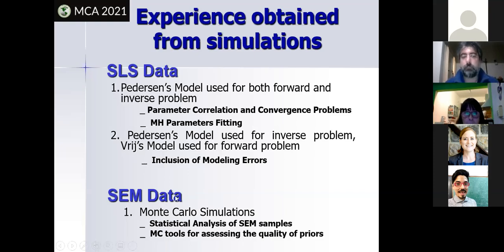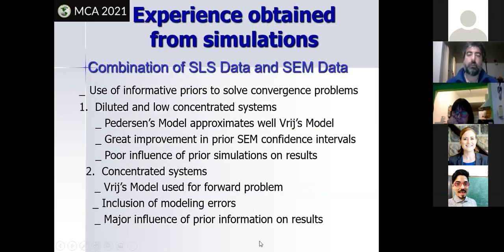For the case of SEM data, we use Monte Carlo simulations to obtain the statistical analysis of the SEM samples and to build some MC tool for assessing the quality of priors. Well, in the case of combination of SLS data and SEM data, we use the informative priors to solve convergence problems. We have to divide it into cases. The first one for diluted and low concentrated systems. Peterson's model approximates, in these cases, Fry's model well. So in these cases, a great improvement in prior SEM confidence intervals was achieved. So poor influence of prior simulations on results. For concentrated systems, Fry's model was used for the forward problem, we need to include modeling errors and, as a consequence, a major influence of prior information on results was found.